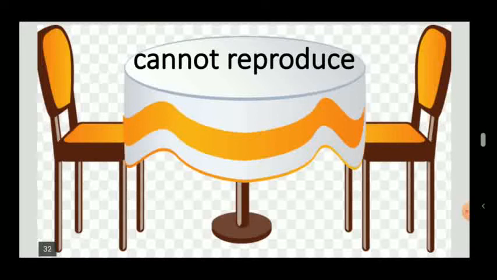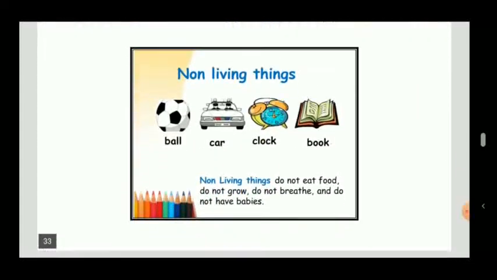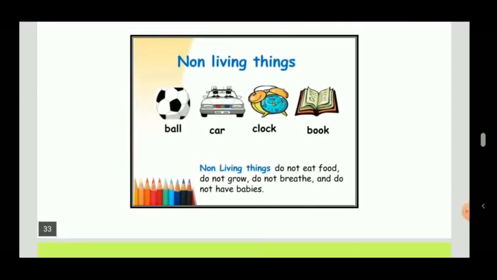Things cannot reproduce. Like when you are in nursery, the table and chair are as they are. So the things that cannot reproduce, not give birth to young ones, are all non-living things. Here are the features of non-living things: a ball, a car, a clock, a book. These all are non-living things.